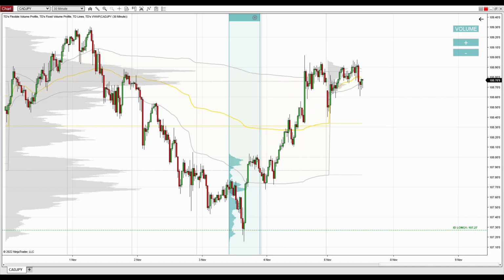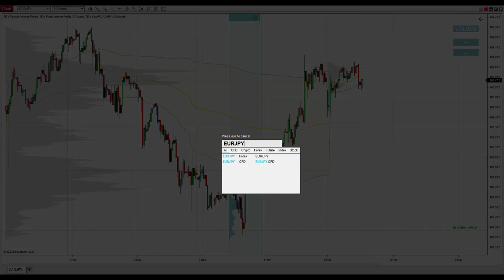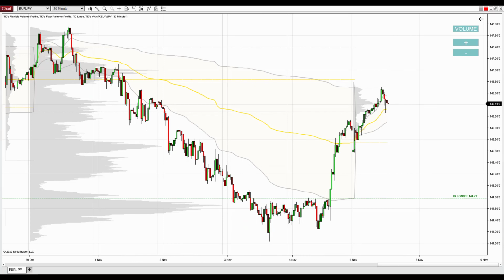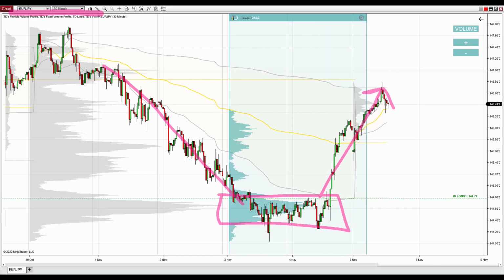And the next pair that I want to cover is the euro Japanese yen. So let's check it out. In here we also had a change of a trend. By the way, you're looking at a 30-minute chart of the euro Japanese yen. In here there was the downtrend, then there was the rotation and change into an uptrend. So what you want to see now is this: heavy volumes accumulated within this rotation before the change of the trend.